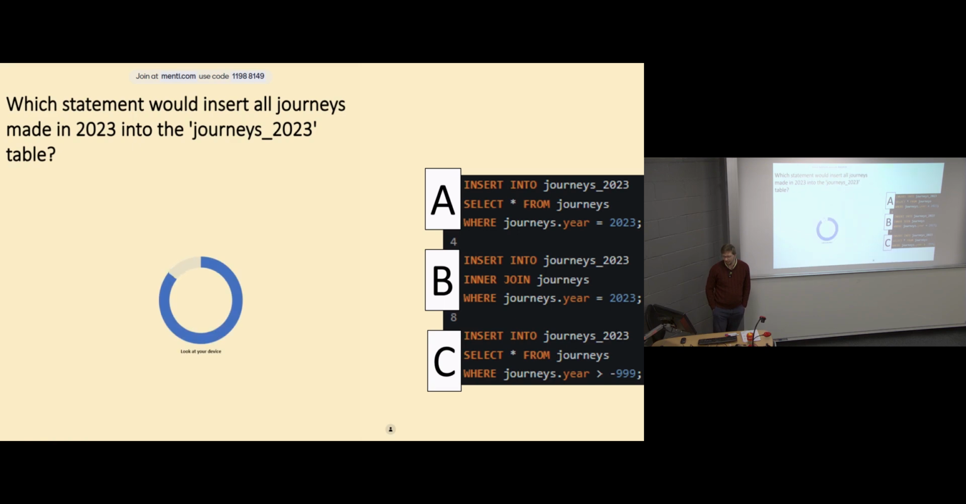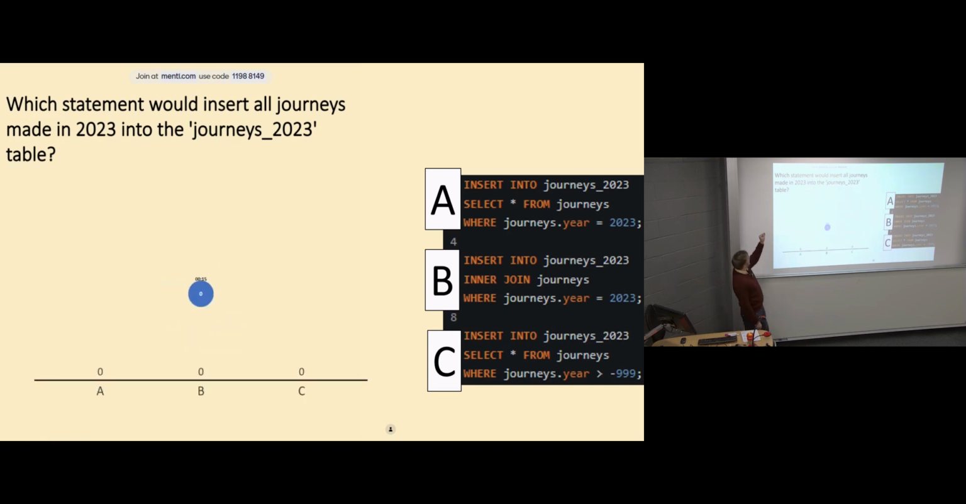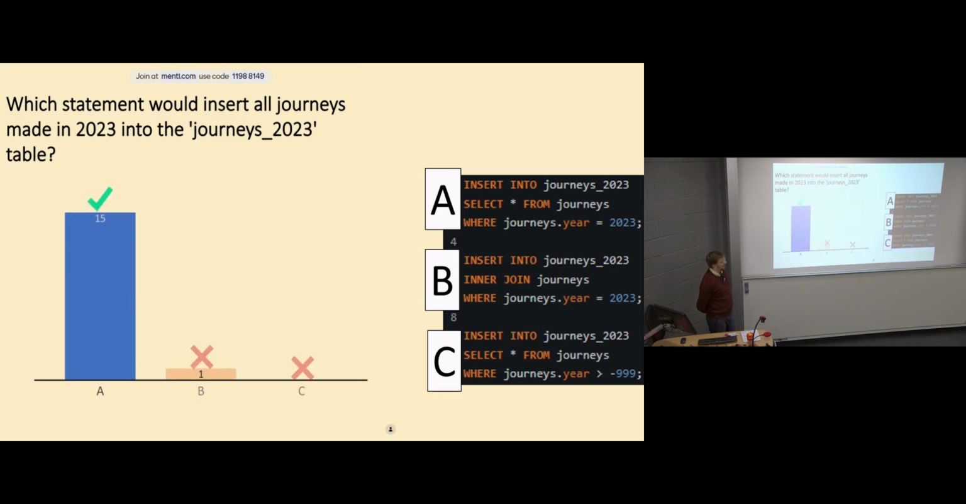Well, apparently someone's answering fast to get more points. That's exciting. Which statement would insert all journeys made in 2023 into the Journeys 2023 table? So subqueries this time. That is a very cruel time limit. I should have upped that time limit a little bit. A, okay, good. Yes, so we've got the insert into Journeys 2023, and then the subquery, which is extracting any journeys of the year 2023.